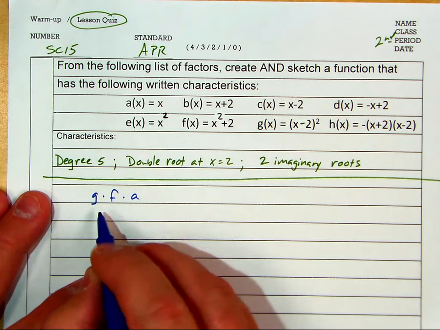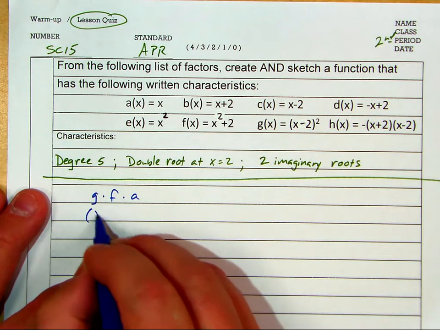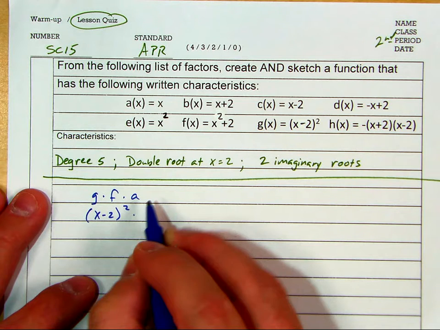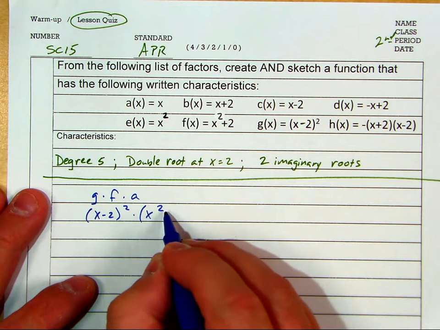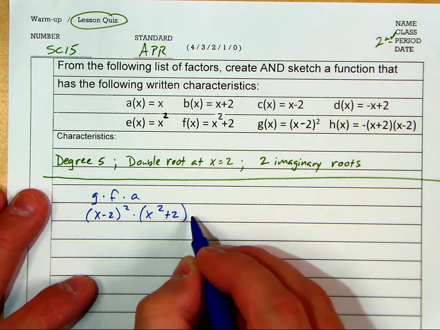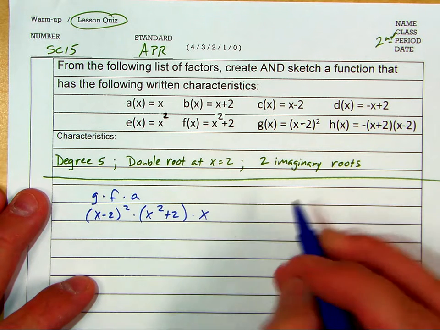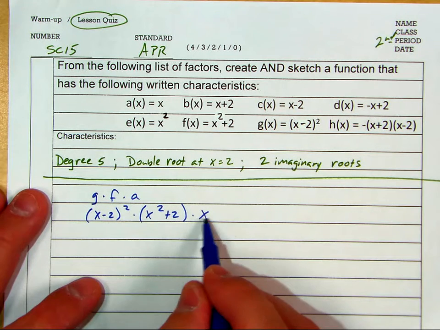So let's write out what our function looks like. We're going to have x minus 2 quantity squared times, I'm going to put it in parentheses, x squared plus 2, that is our imaginary, and then times x. This is rather easy to graph because your y-intercept is going to be right there at 0.